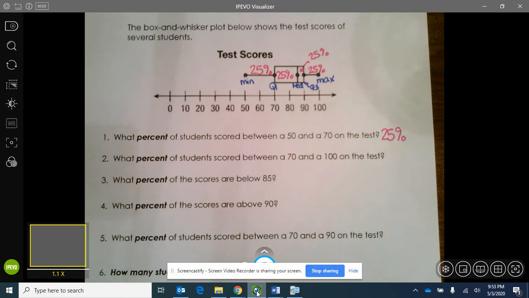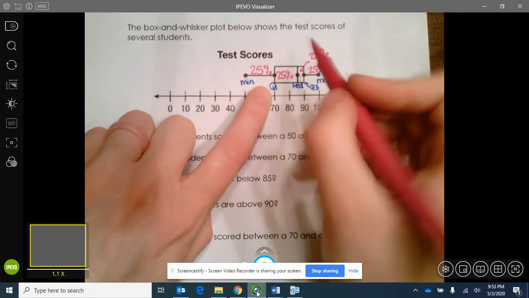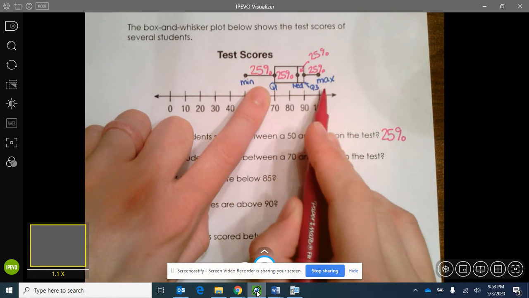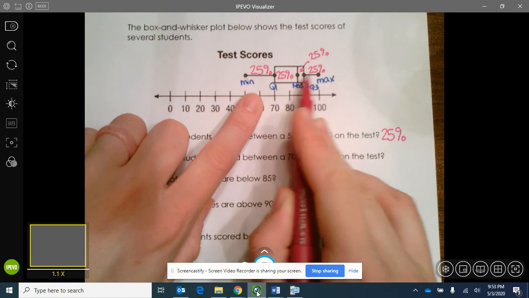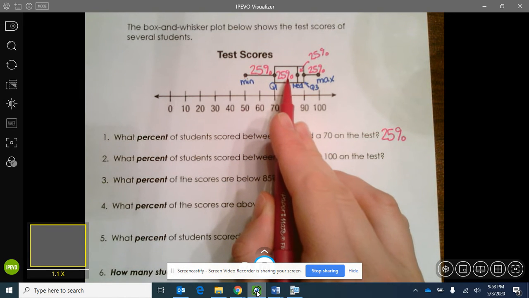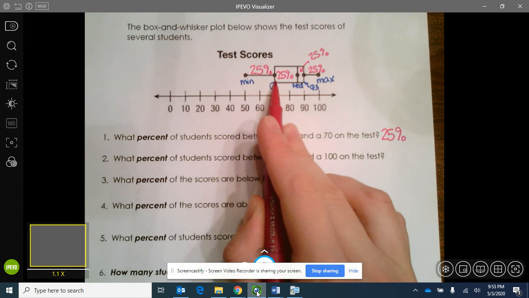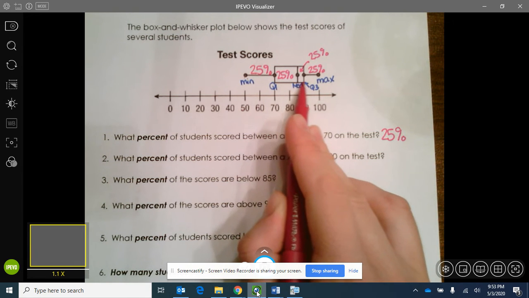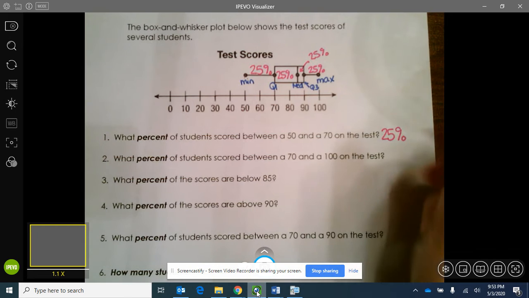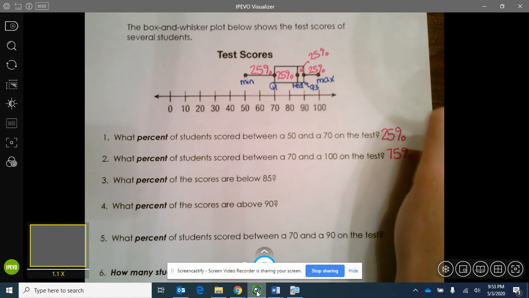What percent of students scored between a 70, so 70 is right here, and a 100? So between 70 and 100, you have 3 pieces of the box and whisker plot. So that means that there's a total of 75% of the data. 25% from here to here, 25% from here to here, and 25% from here to here. So that's a total of 75%.